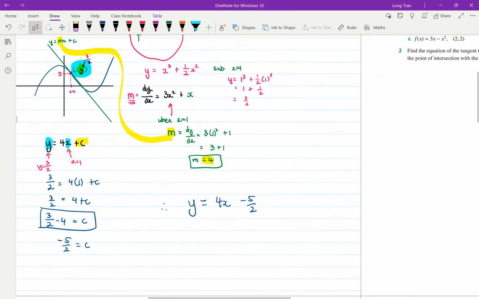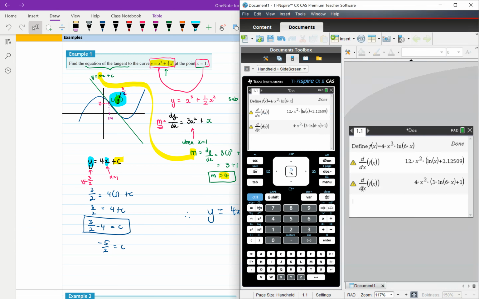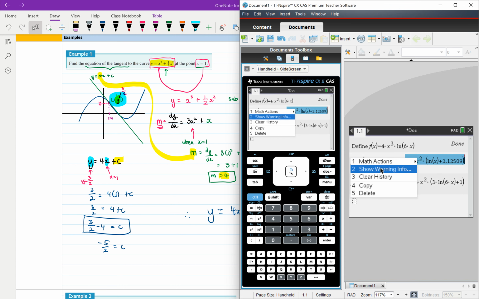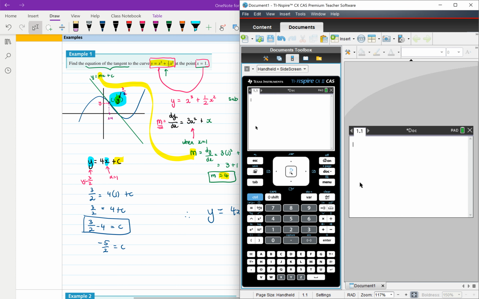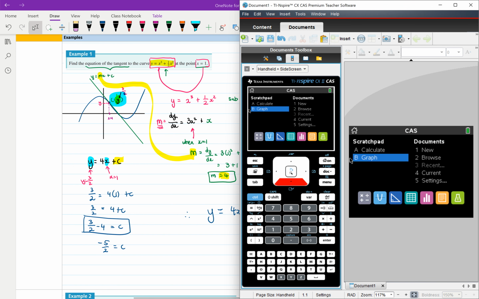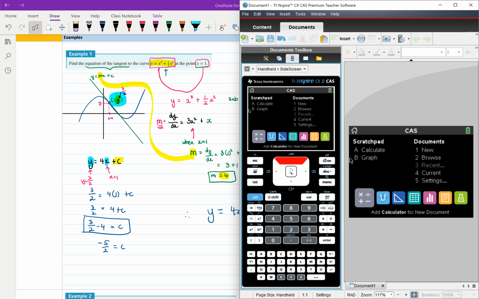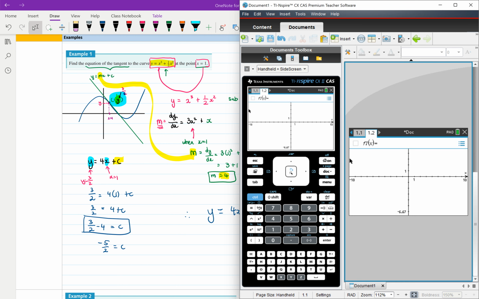All right, here we go. If you've got your CAS with you, let's show you how to use your CAS here. So let's visualize what we've been doing. I'm just going to go to my menu. Menu, I'm going to go to graph my picture, what it looks like. So here we go. We had x to the power 3 plus 1 over 2 times x squared. So this is what the graph looks like.